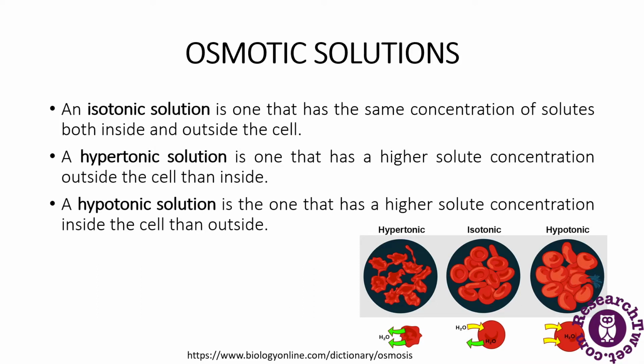Now there are three kinds of osmotic solution which we will be discussing. The two we have already discussed, that is the hypertonic and the hypotonic. There is an isotonic solution also. An isotonic solution is when the concentration of solute is the same both inside and outside of the cell. This is a diagram representing the isotonic solution, when there is an equal concentration.